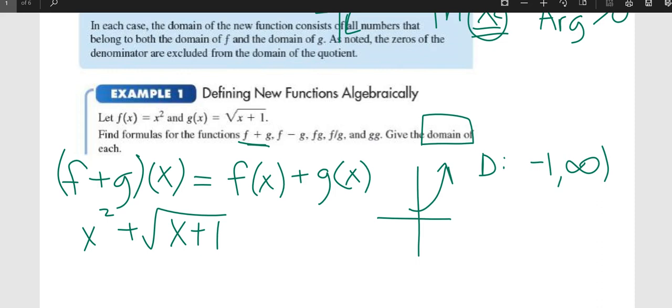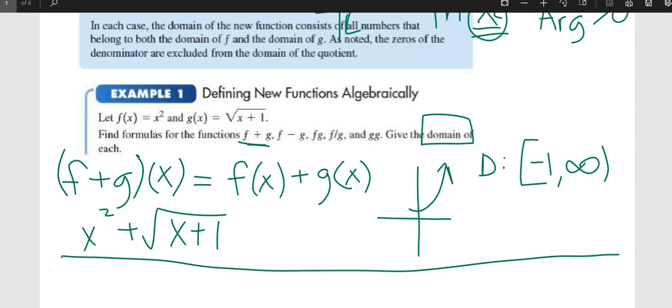Go take your calculator, hit the trace button, type -1. If it gives you a y value, which is what she just suggested, then we know it's included. But if it's completely blank, then you know it's not included. And it should give you an answer, right? So we know it's included. That's a good, I like that. Okay? So, what happens when we go to the next one? Subtraction.